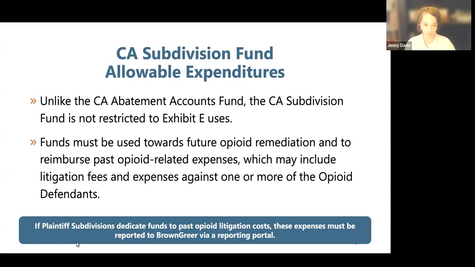And here's a little caveat that I mentioned before. If you do dedicate those funds to past opioid litigation costs, Brown Greer does have an additional reporting requirement. So it will also need to be reported to them in addition to DHCS during the reporting period.